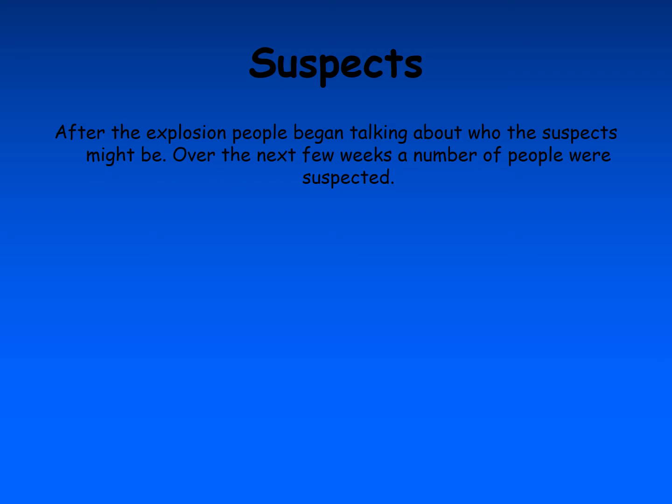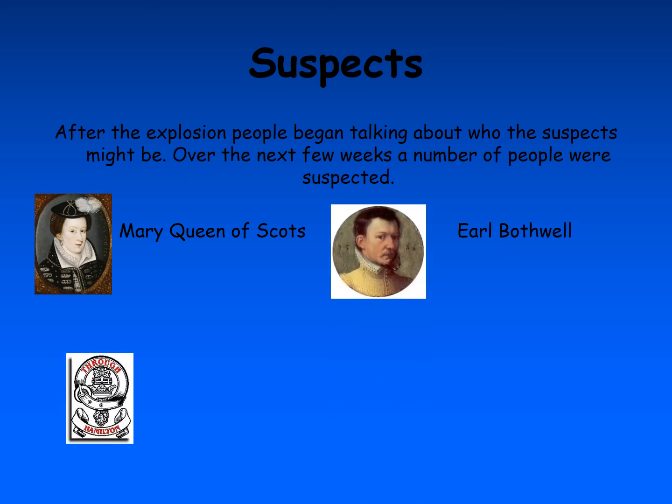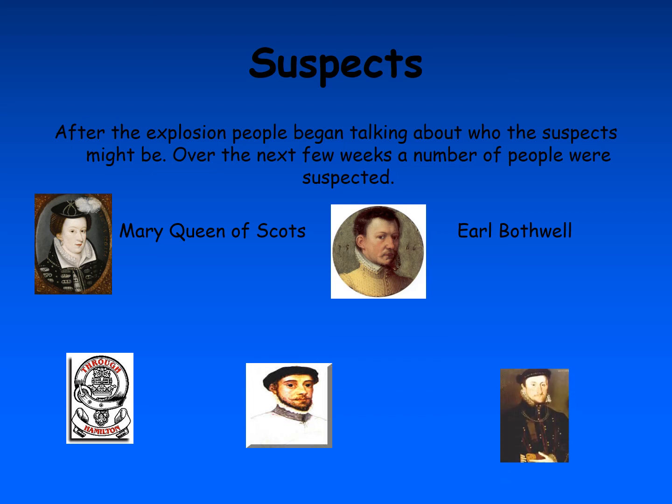Suspects. Read with me. After the explosion, people began talking about who the suspects might be. Over the next few weeks, a number of people were suspected. That means people thought that they might have committed the crime. Can you remember who that was? Mary, Queen of Scots. Earl Bothwell. Who are these people? Scottish lords, the Riccio murderers, the people who murdered Riccio, and Stuart, the Earl of Moray, was also a suspect.